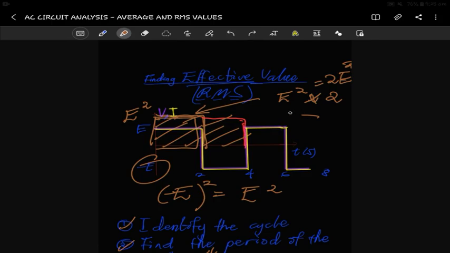So this is for the first part. Now the second part will be this. We still have e squared, right? And now what do we have? We're multiplying it by 4 here, minus 2, right? And then again that gives us 2e squared, right?